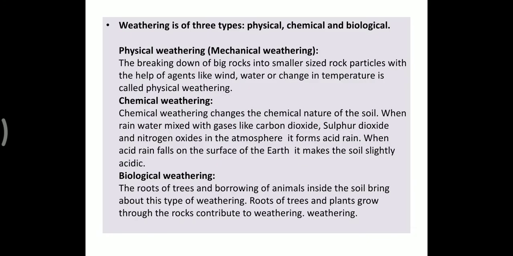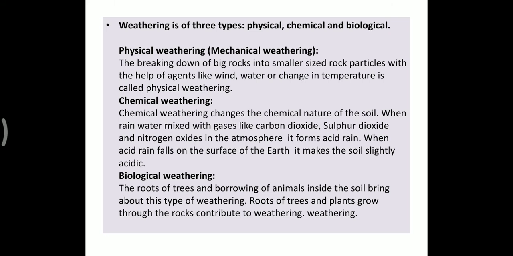So students, weathering is basically of three types. Hard rock can be converted into small particles by three methods, three processes of weathering. The first is physical weathering, second chemical weathering, and third biological weathering. So let us discuss how these rock particles are getting broken down into small particles.